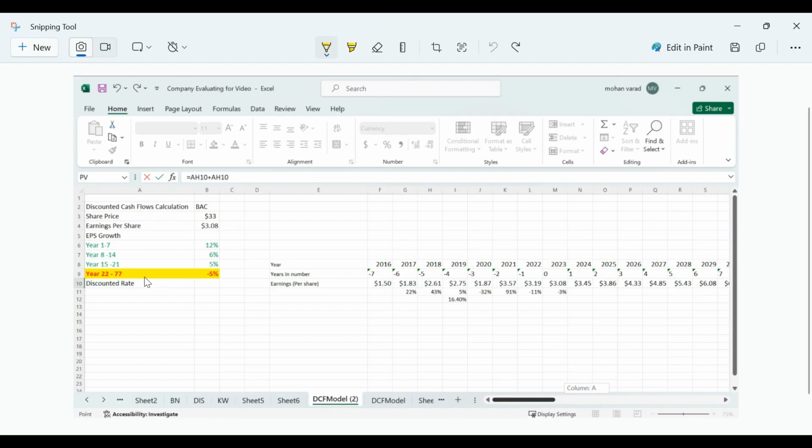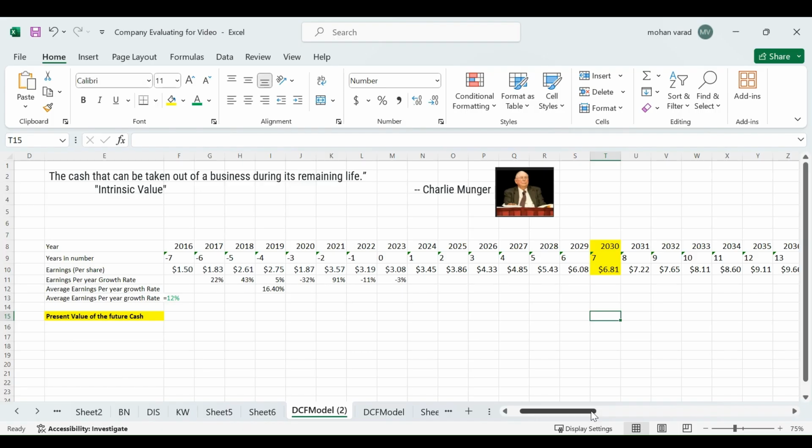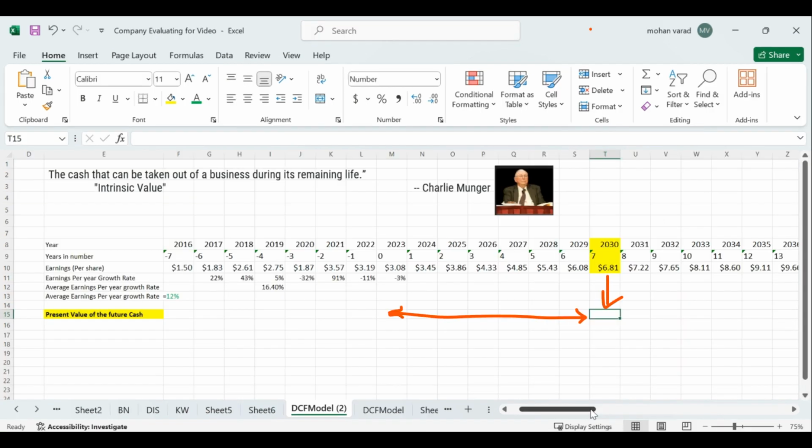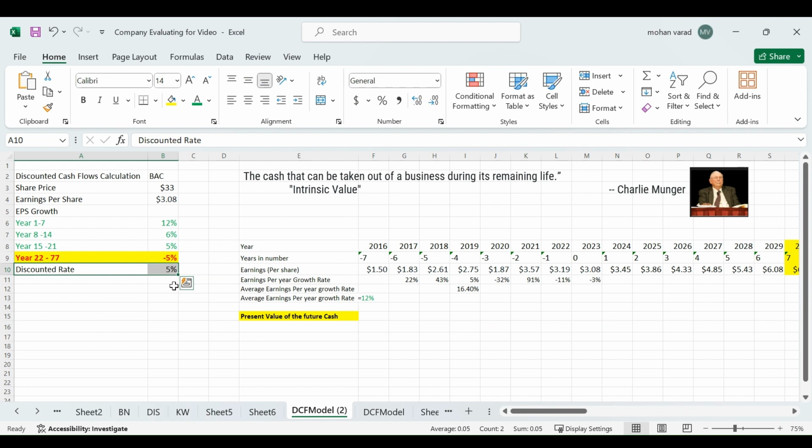Now you remember Charlie Munger says that the intrinsic value is equal to the sum of the present value of all the cash you will generate from the lifetime of the company. So we are talking lifetime here. Now let's include a discount rate. So here is the game. The $6.81 earned 7 years from now is not equal to $6.81 earned today. So what we need to do is find the present value of that $6.81. To do that, we need to know what rate we are discounting it at.